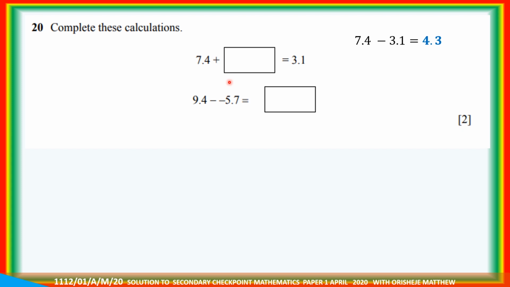Therefore 7.4 take away 4.3 will give me 3.1.